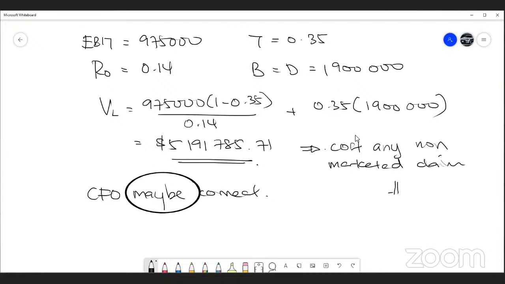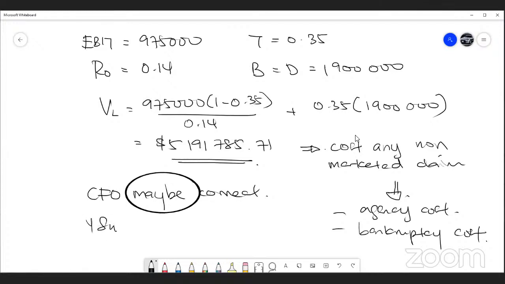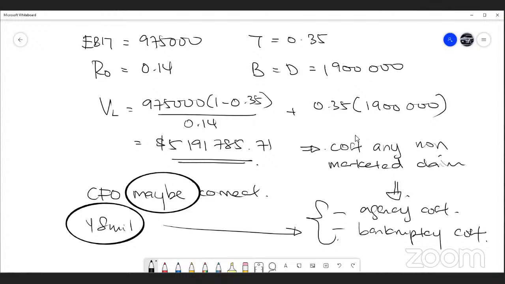So these non-marketed claims include agency costs, the bankruptcy costs, and also the other risks. So maybe the CFO reported 4.8 million after weighing all these issues. That's why it's a maybe. It's not confirmed. Unless more information is given, like the CFO announced 4.8 million after excluding all the other non-marketed claim costs, then that might be more accurate. But if it's not stated, he may be correct.